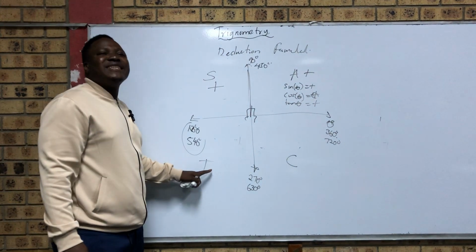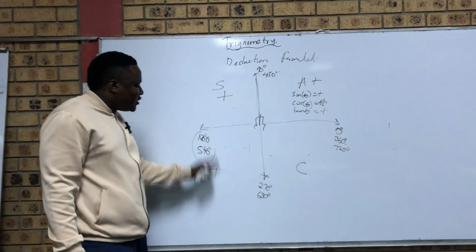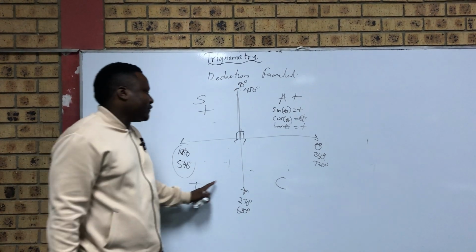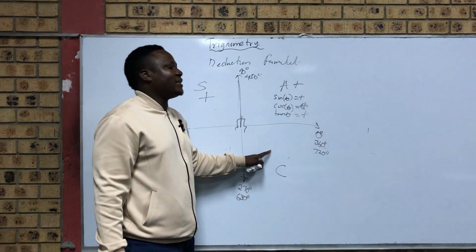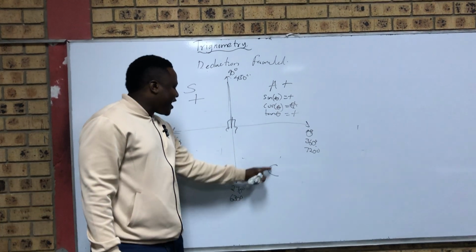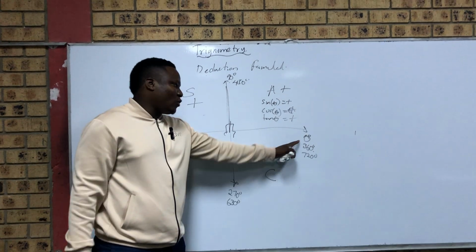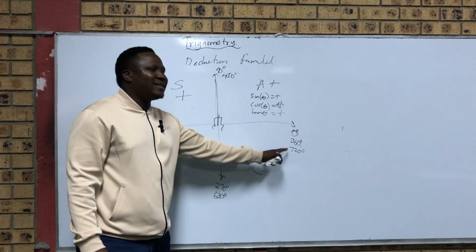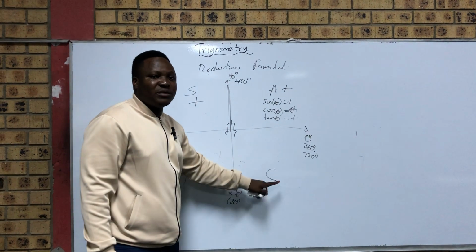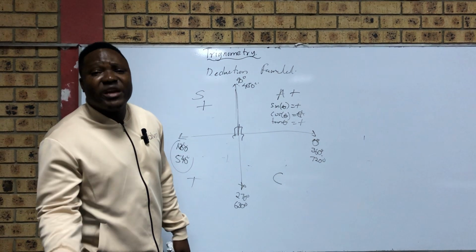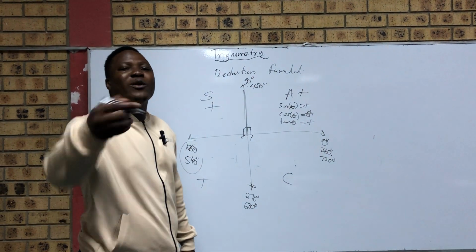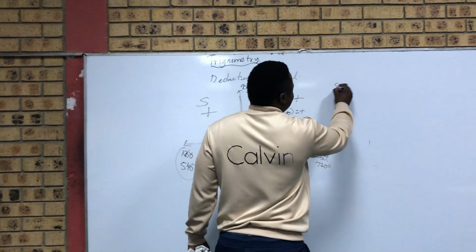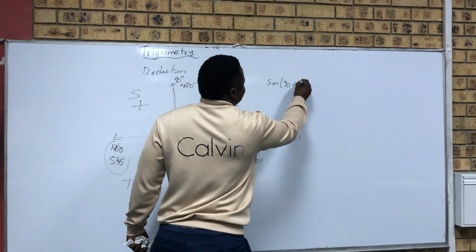Here, for any angle between these, only tan will give you a positive. Sine and cos are negative. In this one, only cos is positive. If you punch any angle between 270 and 360, or between 630 and 720, it will always be positive. Why do we have to know this? We have to know this when we answer reduction formula questions. Like they will come and say sine of 90 plus theta.